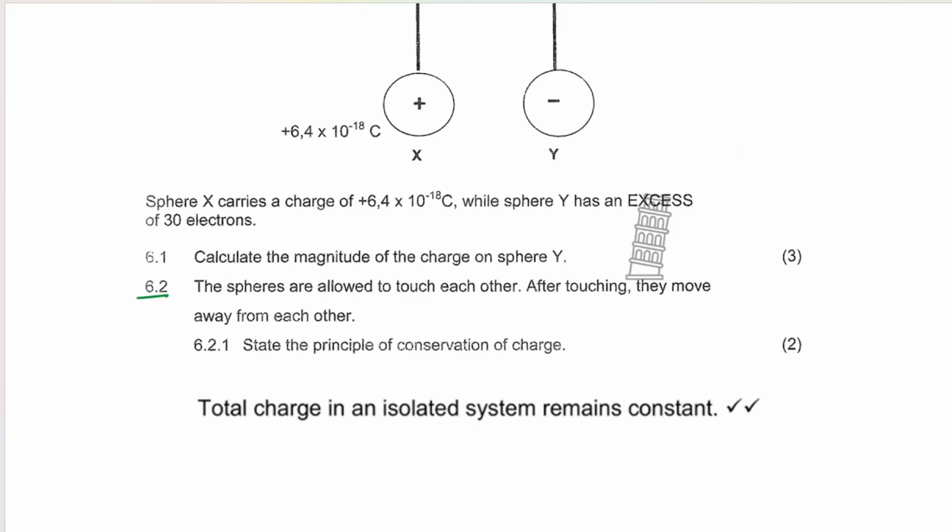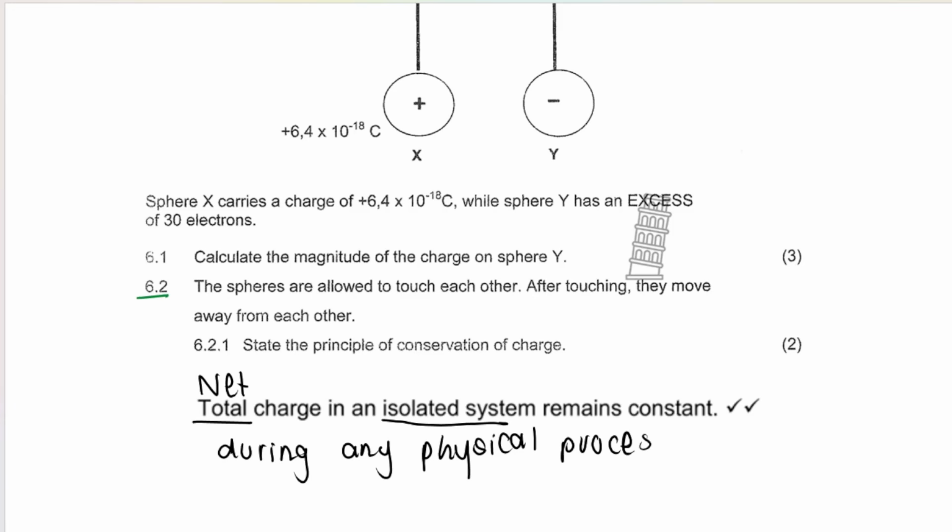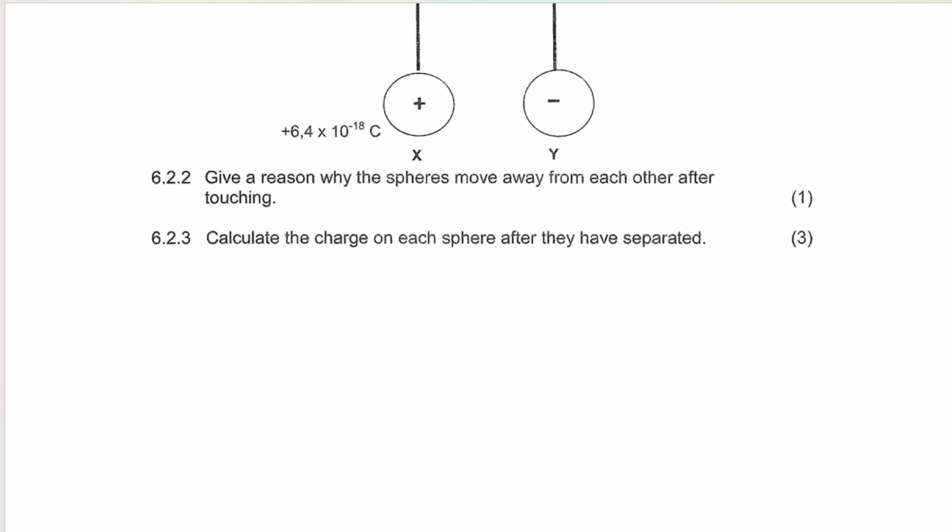The total charge in an isolated system, you have to say the total charge, or you have to say the net charge. Total or net, you have to say one of those words. The total charge in an isolated system, you must say that, remains constant. And some definitions include during any physical process. So I would recommend that you add that to your definition. During any physical process. You need to say the entire definition in order to get your 2 marks. You can't leave out important words like net or total and isolated and constant. You have to say those things.